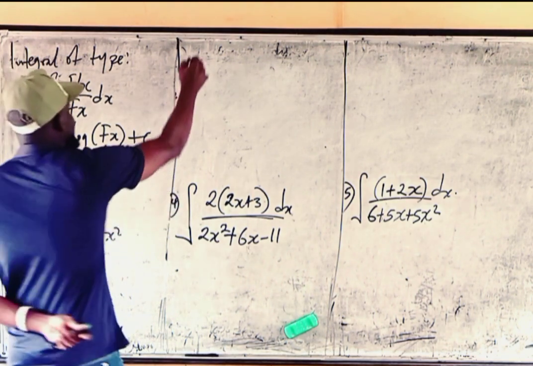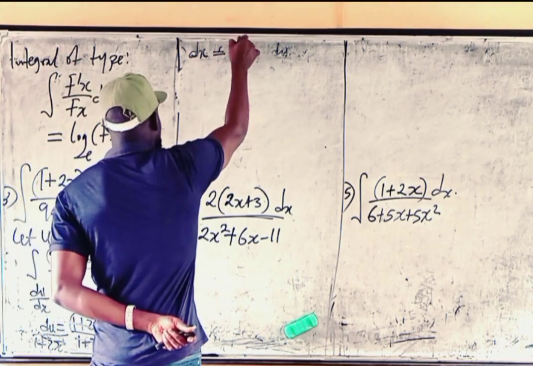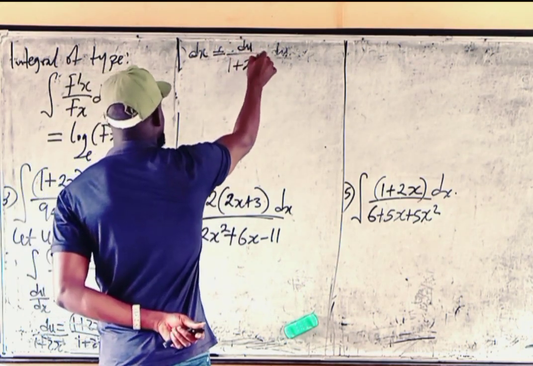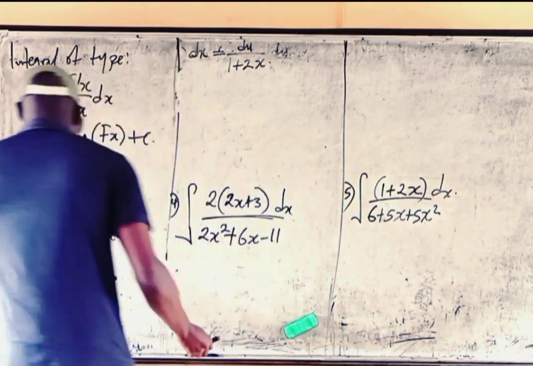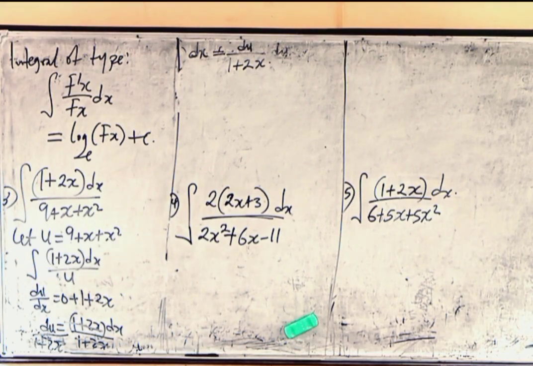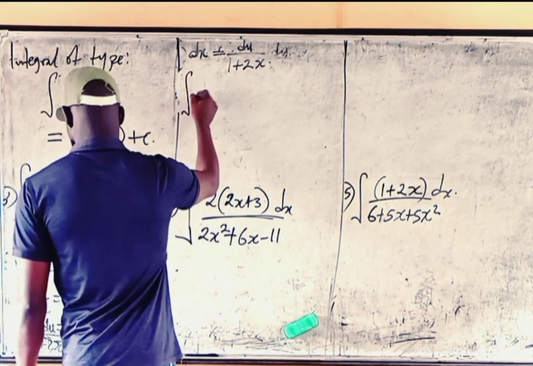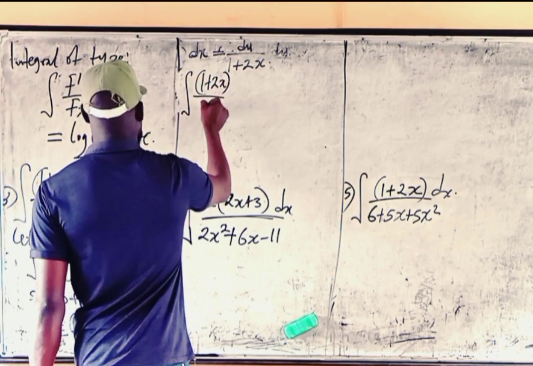So that x will be equal to u over 1 plus 2x. That's where I go around the u over 1 plus 2x. So anywhere you see the x in this place, you put the u over 1 plus 2x there. You put the u over 1 plus 2x, so that we'll be having integral 1 plus 2x over u.